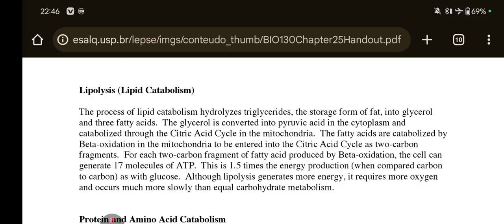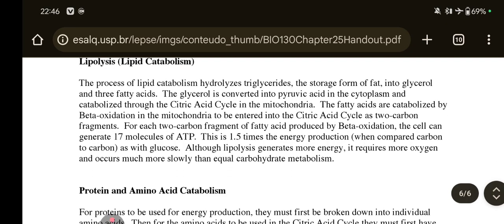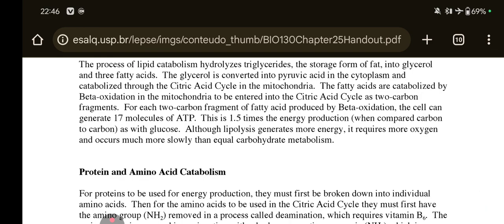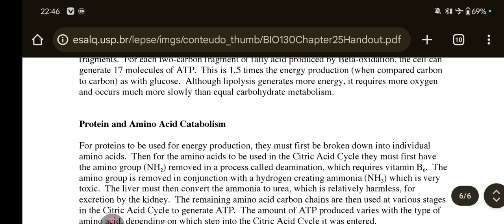For each 2 carbon fragment of fatty acid produced by beta oxidation, the cell can generate 17 molecules of ATP. This is 1.5 times the energy production when compared carbon to carbon with glucose. Although lipolysis generates more energy, it requires more oxygen and occurs much more slowly than equal carbohydrate metabolism.